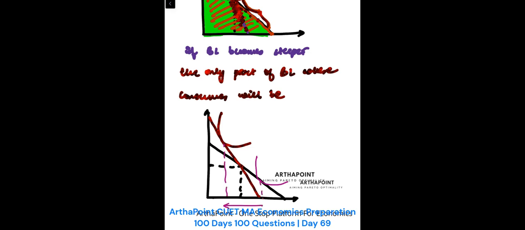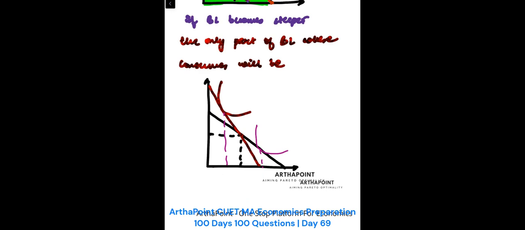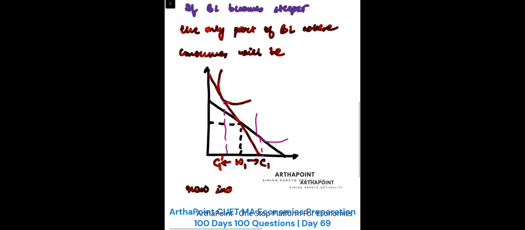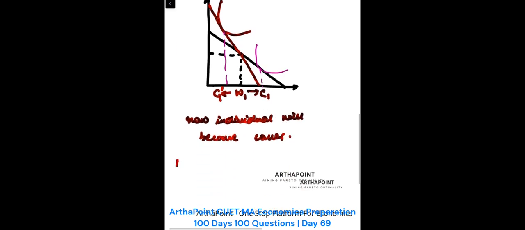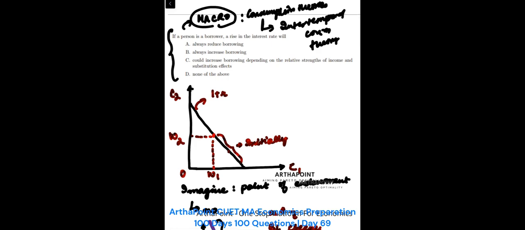It decreased. But not only did consumption in period 1 decrease. Earlier, if this is my wage in period 1, I was consuming more than wages. Now I am consuming less than wages. So now the individual will become a saver. So his borrowings will always reduce. Why? Cost of borrowing is increasing, right? So the borrowings will reduce. But you have to think through this before answering. So the answer to this question will be A, that there will always be a reduction in the borrowings.